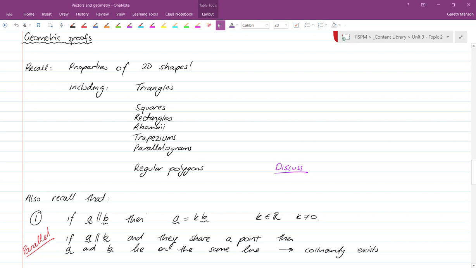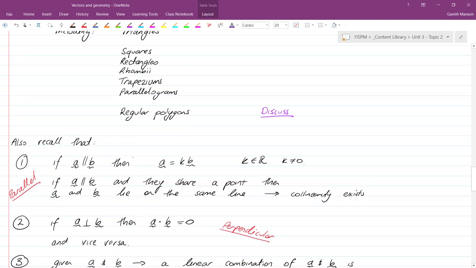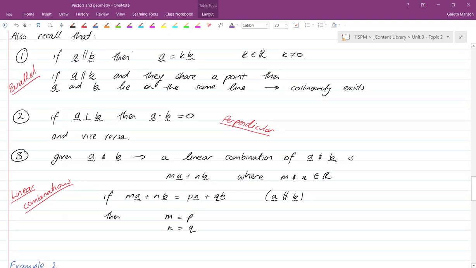Here's a couple of things you need to recall. We talked about these just the other day. So, if vector A is parallel to vector B, and they share a point, then A and B are on the same line, they're collinear. You get that collinearity from that. We talked about that last lesson. If vector A is perpendicular to vector B, then A dot B equals 0. And in reverse, if A dot B equals 0, then A and B are perpendicular.